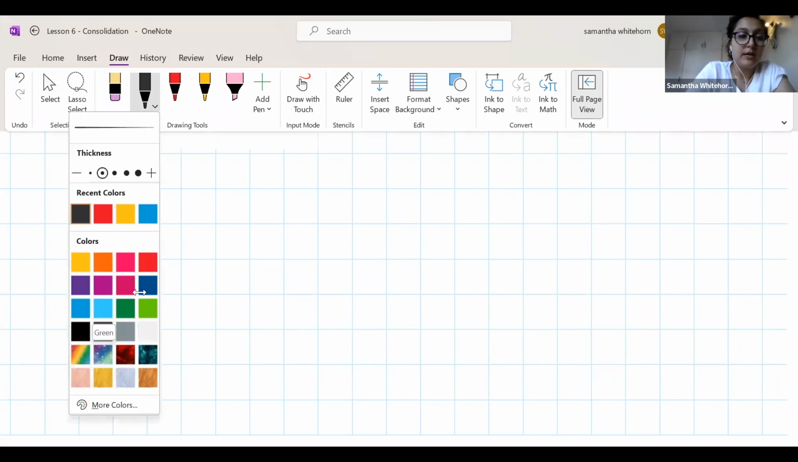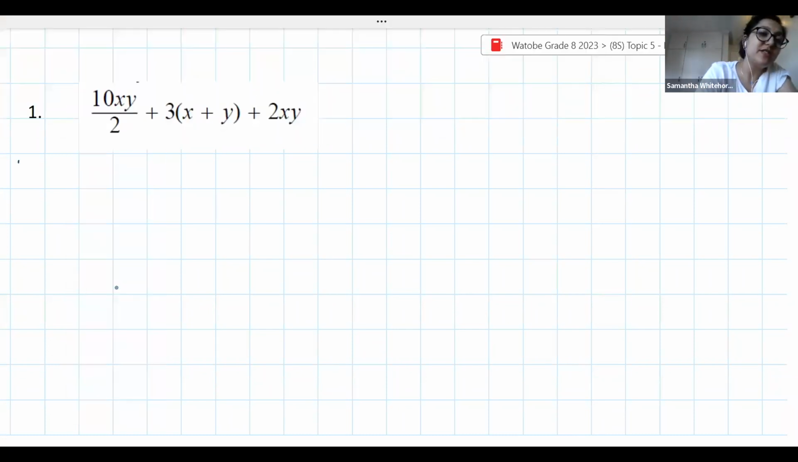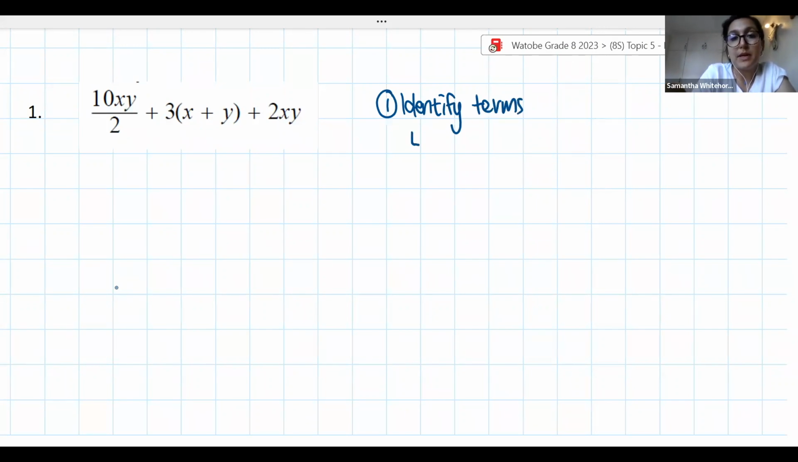So grade 8, sure, I always forget who I'm teaching. Grade 8, the very first thing that we always want to do when we are given an algebraic expression that we want to simplify is we want to identify our terms. Now remember, terms are separated by plus or minus signs, so that's what we need to look out for. We don't care about the plus or minus signs inside brackets. We can just ignore those for the time being. We care about the other plus or minus signs.